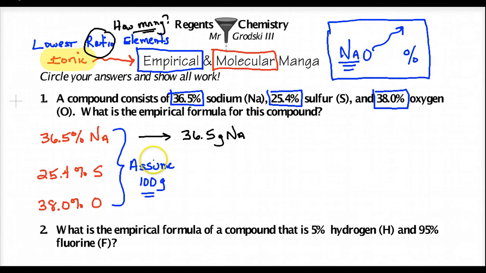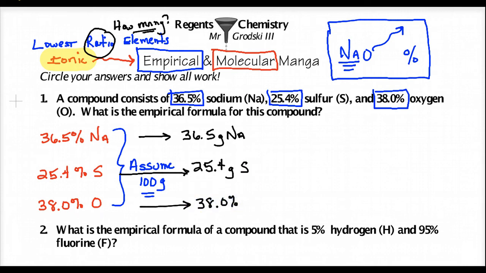First step is take my percentages. So again, my sulfur, assuming 100 gram sample, 25.4% of 100 is 25.4 grams of sulfur. And same thing here, 38% of 100 is also 38 grams of oxygen. I can do this. So now that I got my grams, and that's something I needed, I can convert my grams into moles.